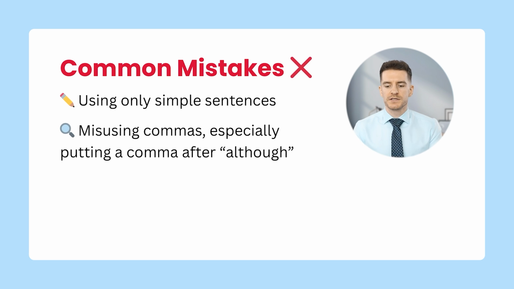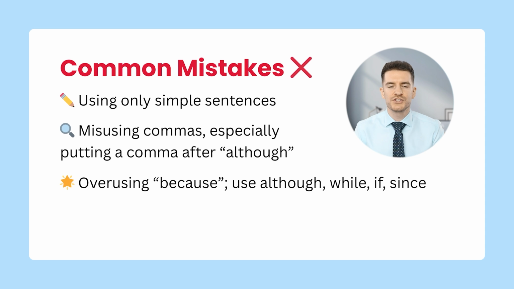Next one, misusing commas, especially putting a comma after although. Normally, after the word although, okay, you don't need a comma. So, for example, although it looks like it's going to rain, we don't have a comma after although. Another one is just overusing common words like because. So instead of always using because, try different words. Although, while, if, since. Okay, when you're writing, always try and use a range of grammar, a variety of grammar, different words, different structures. Okay, this is going to help you to get a higher score.